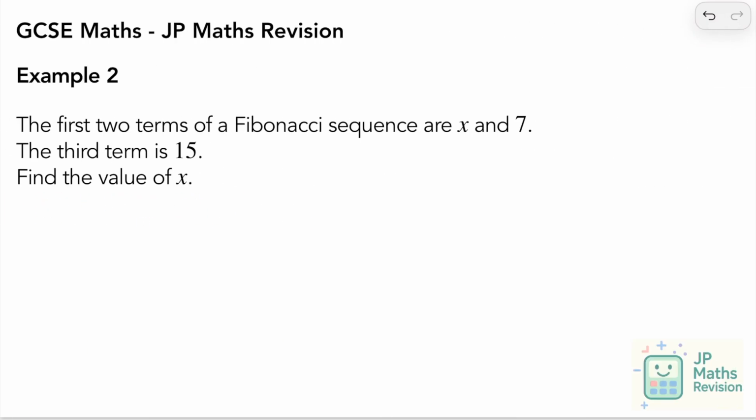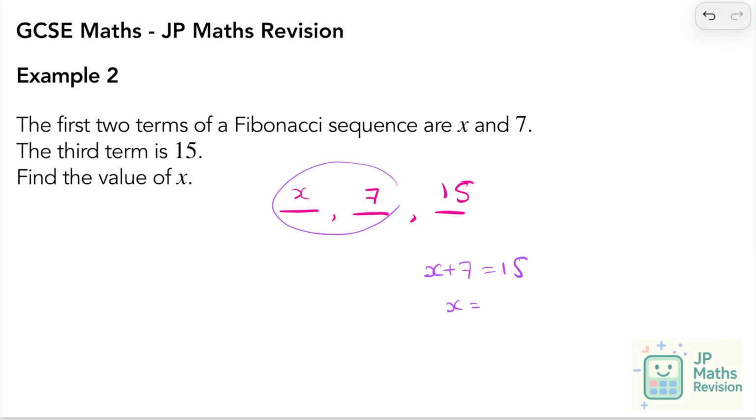Here's another example. So the first two terms of a Fibonacci sequence are x and 7. The third term is 15, so we need to work out what x is. So if I write these out, the first two terms are x and 7. The third term is 15. So 15 was found by adding x and 7. So we could say that x plus 7 equals 15. So x must be 15 take away 7, so x must be 8.